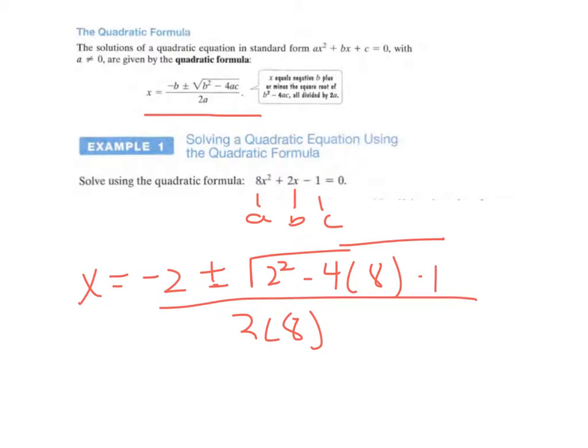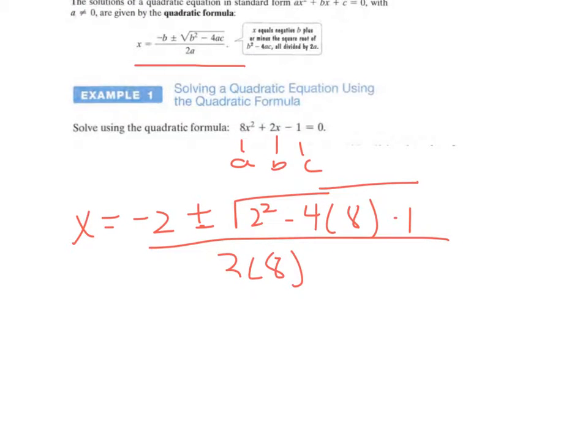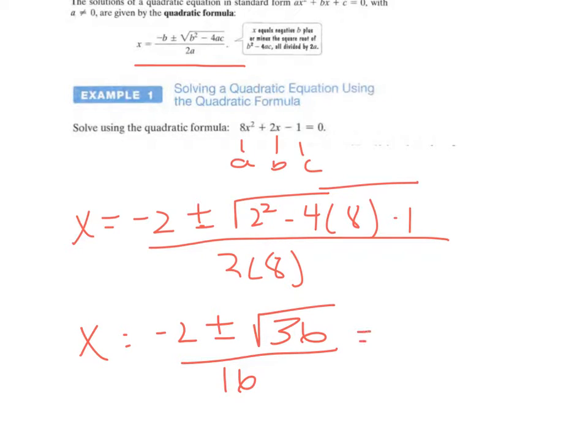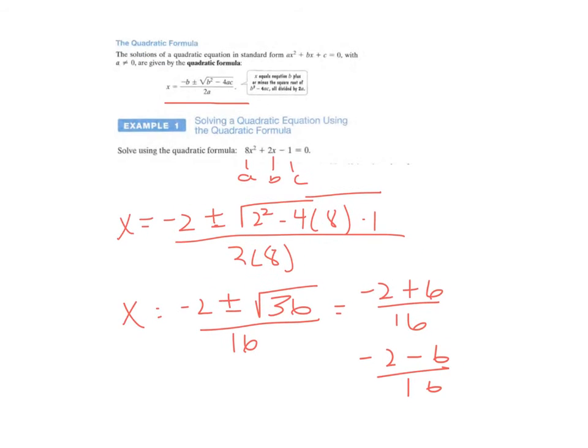So once we have it filled in, all we have to do is use our calculator and do the problem. I'm going to go ahead and do part of it already. So I have a negative 2 plus or minus, and inside the radical I'm going to have 4 plus 32, which gives me 36. And 2 times 8 is 16. If I continue doing this problem, I'm going to get a negative 2 plus 6 over 16, and a negative 2 minus 6 over 16. So we're using the plus and minus like we've done before.